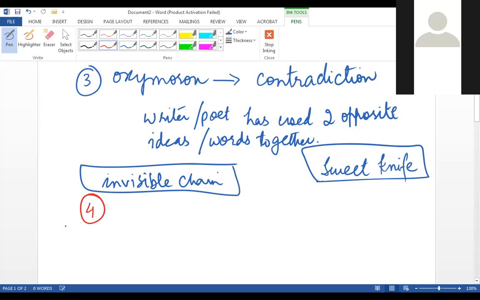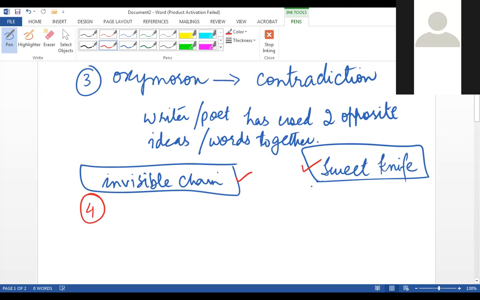What are we doing right now? We call this literary devices. Oxymoron is a contradiction, which the poet or the dramatist or any writer uses to tell us about two opposite ideas. So we have invisible chain as one example. The other one is sweet knife. We are doing literary devices.